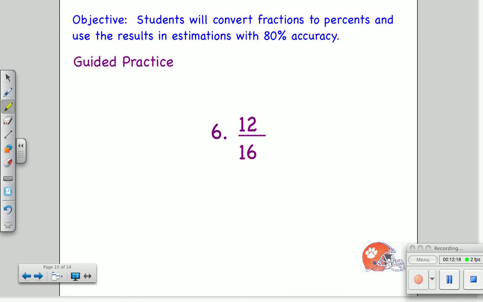12 out of 16. This one I can reduce first and then multiply. So 12 out of 16, I can divide first. I can divide them both by what number? 2, yes, what else? 4. I can divide them both by 4. 12 divided by 4 is 3. 16 divided by 4 is 4. Now, what can I multiply by 4 to get 100? 25, like we just did. 3 times 25. Well, if I have 3 quarters, how much do I have? 75 cents. So I have 75%.